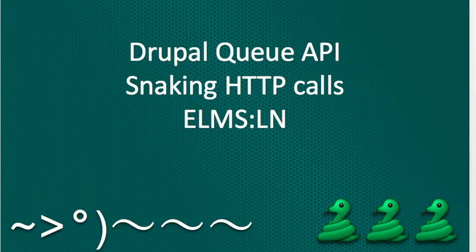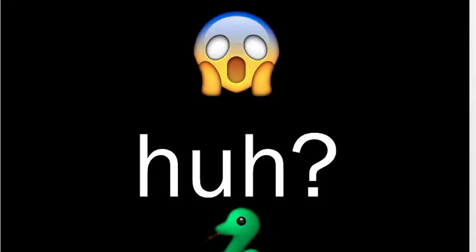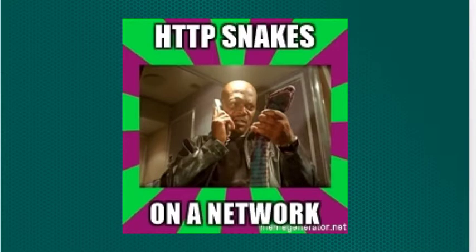This is a talk that I originally gave at Drupal Camp PA in 2017. It's a lightning talk, so that's why I'm going to be talking fast. So my talk today is snaking HTTP calls in ELMS Learning Network. We got a bunch of snake emojis, so already immediately, why are there snake emojis here? Well, for another useless example, we've got HTTP snakes on our network.